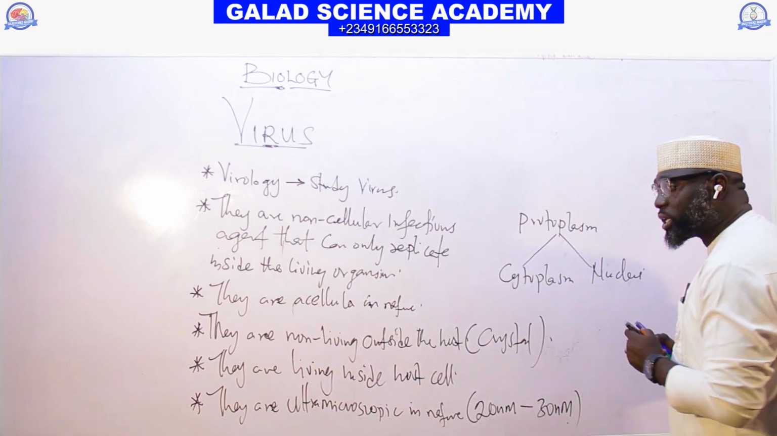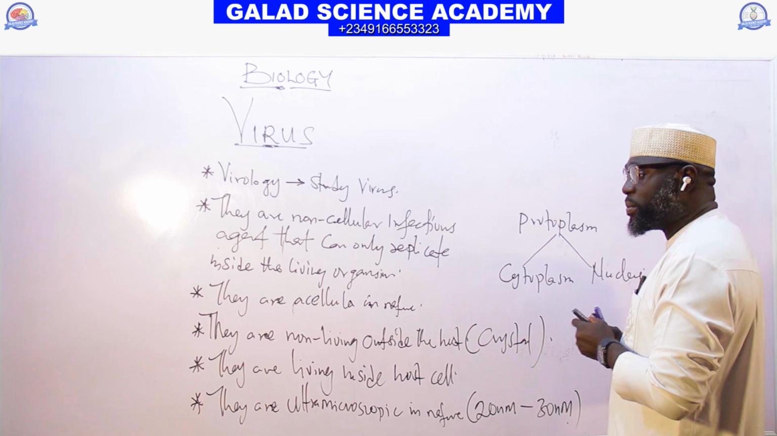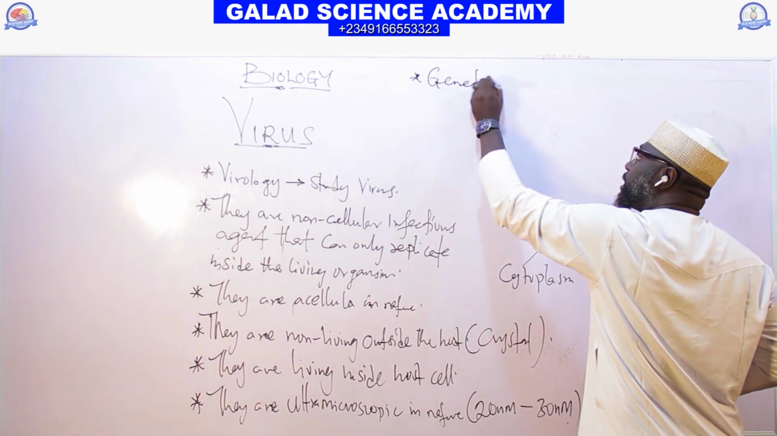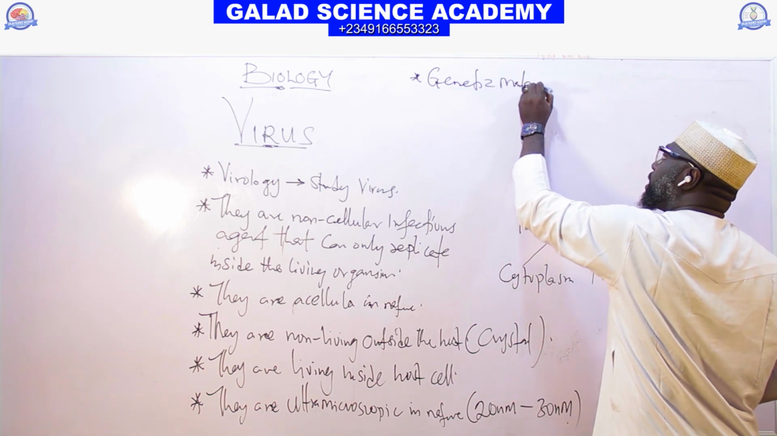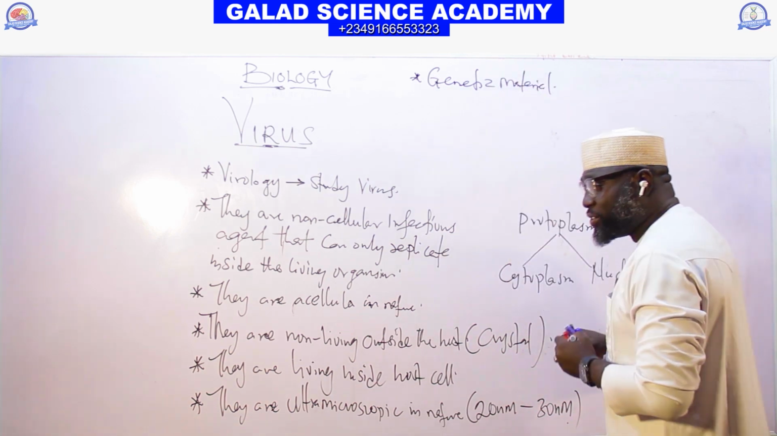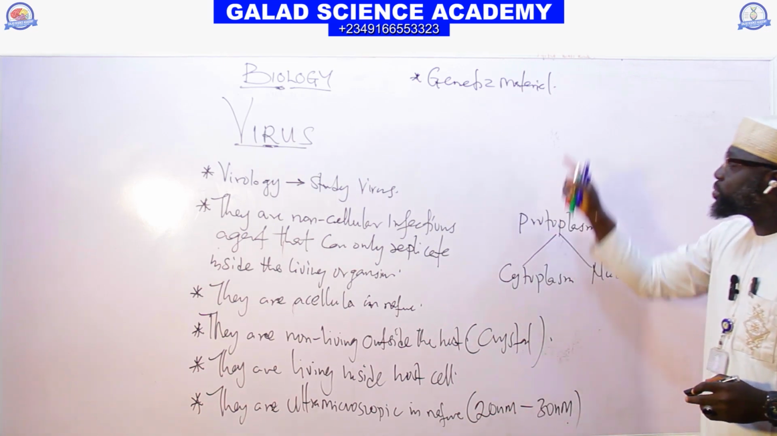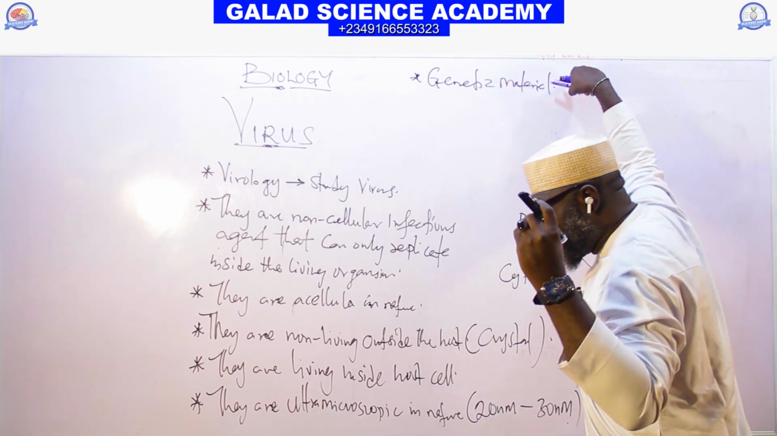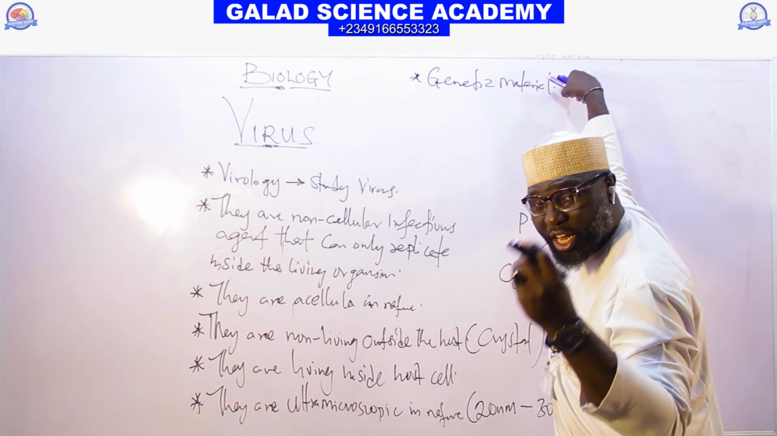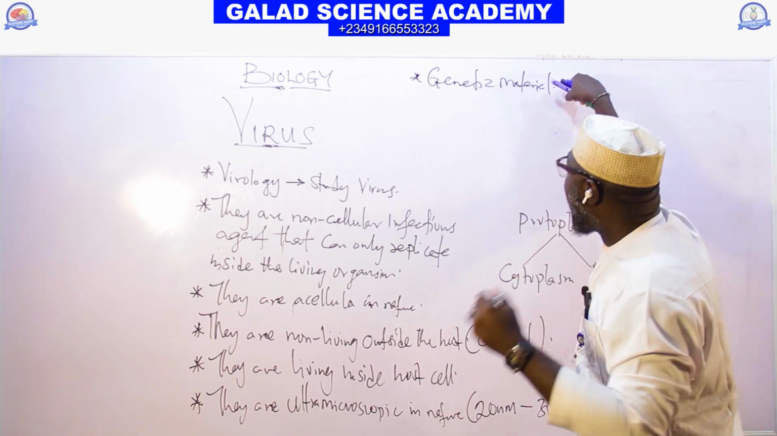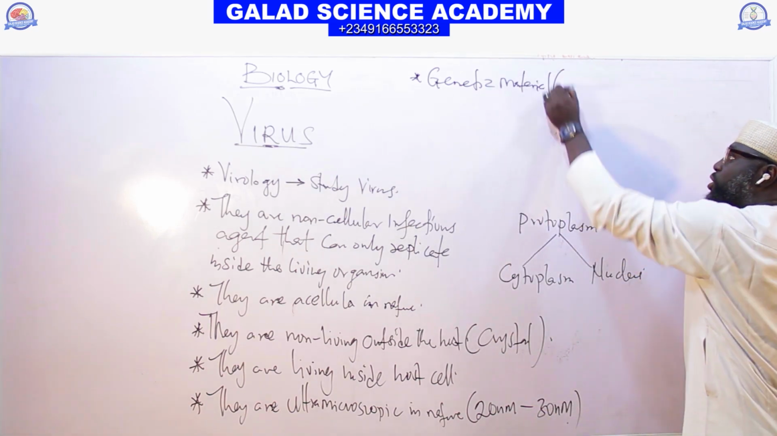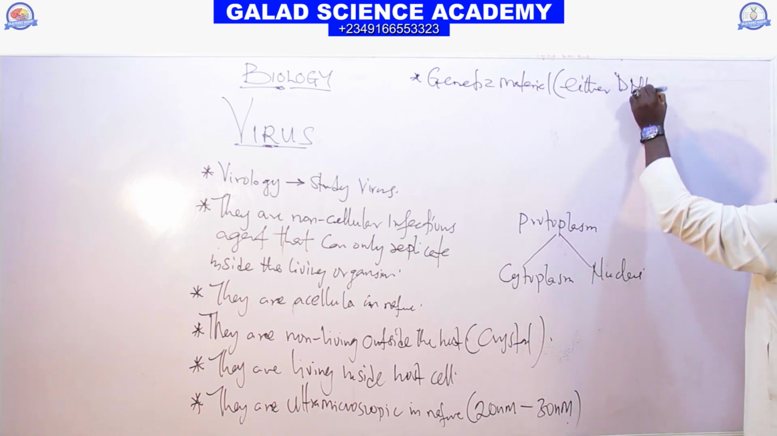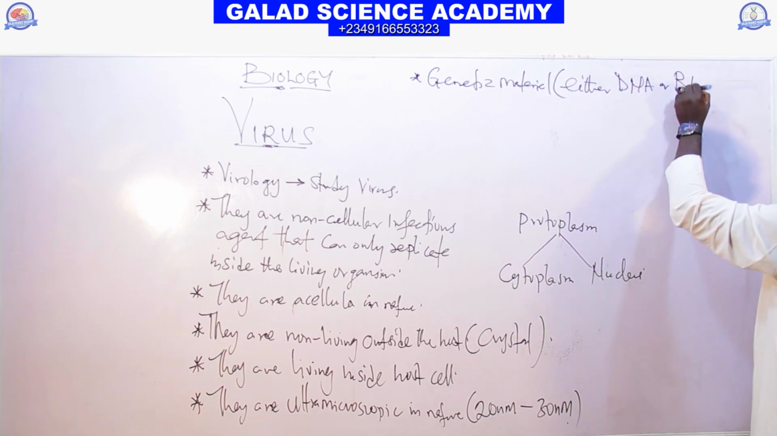The next property of the virus is their genetic material. If you look at viruses, all viruses contain either DNA or RNA. So inside the virus, we have either DNA or RNA.